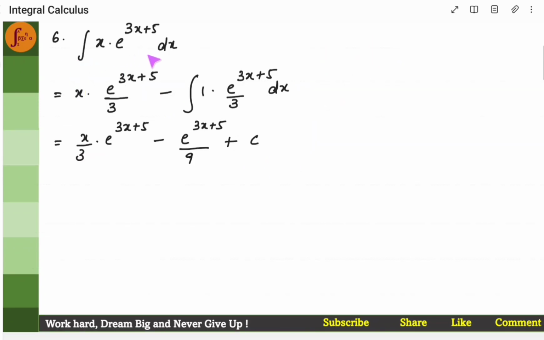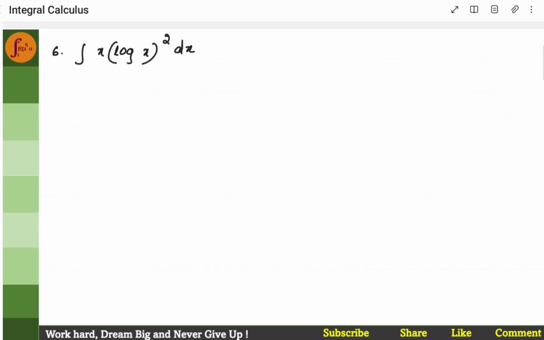Now, let's look at this particular problem. x into e to the power 3x plus 5. So, again, this will be the first function and this will be the second function. It's similar to the earlier problem, except that here, the integral of e to the power 3x is e to the power 3x itself. You'll have to copy the coefficient in the denominator like this. So, we'll have to remember that always the coefficient of x should be put in the denominator. That's all.